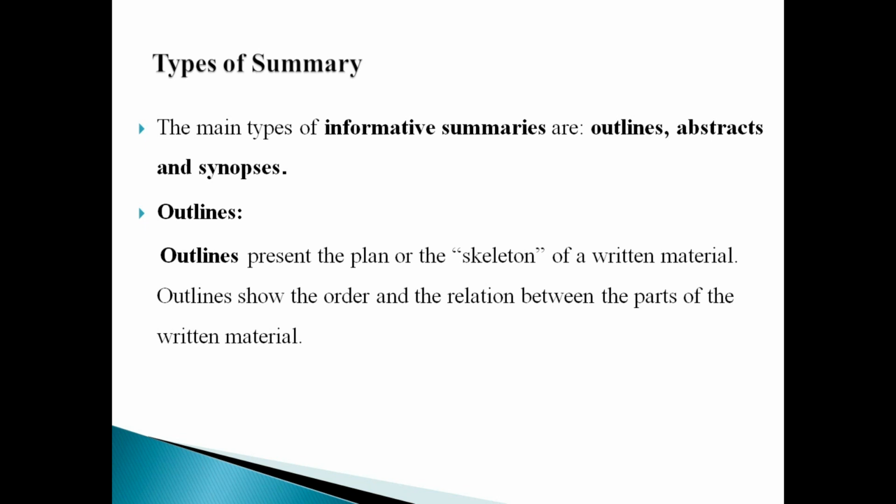Now, when we study the types of summary, informative summaries are divided into three sub-types. First one, outline, second one, abstract, and third one, the synopsis. So, we will see what an outline means. An outline presents the plan or the skeleton of a written material. An outline shows the order and the relation between the parts of the written material.